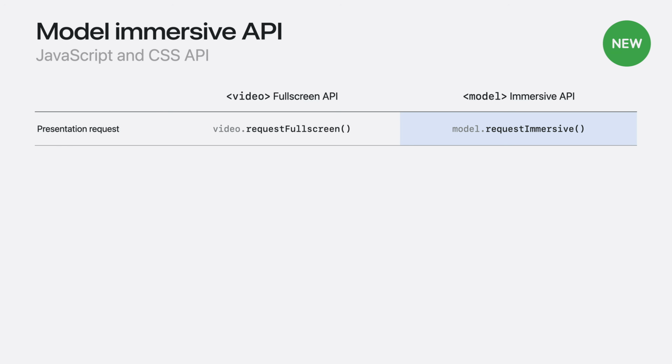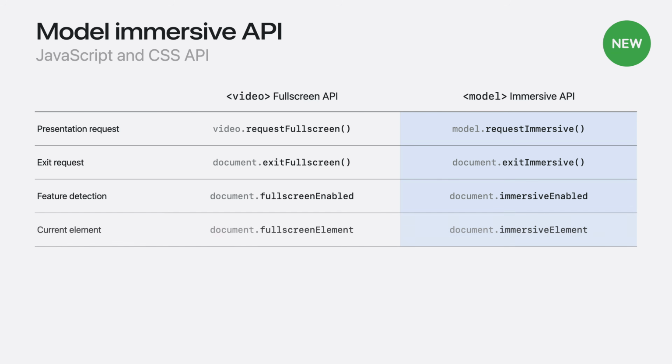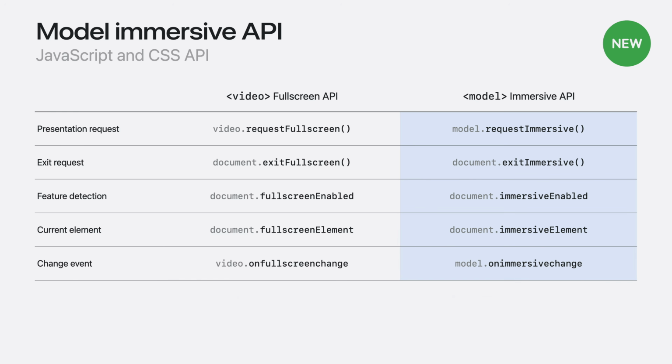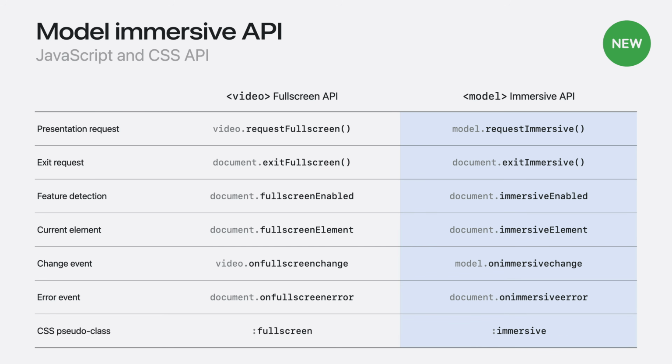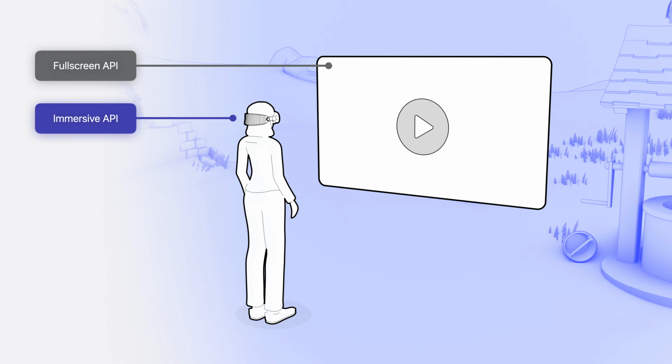And very similarly, you can exit the immersive presentation, detect if the feature is available, check if there currently is an immersive element, listen to changes and error events, and even customize your layout directly in your style sheet with the CSS pseudo class. But unlike the full-screen API, which replaces the web page content with the provided element, the immersive API transports the model element beyond the browser bounds while keeping the page visible. And both APIs can be active simultaneously, so you can have a full-screen video player while being immersed in a virtual environment.